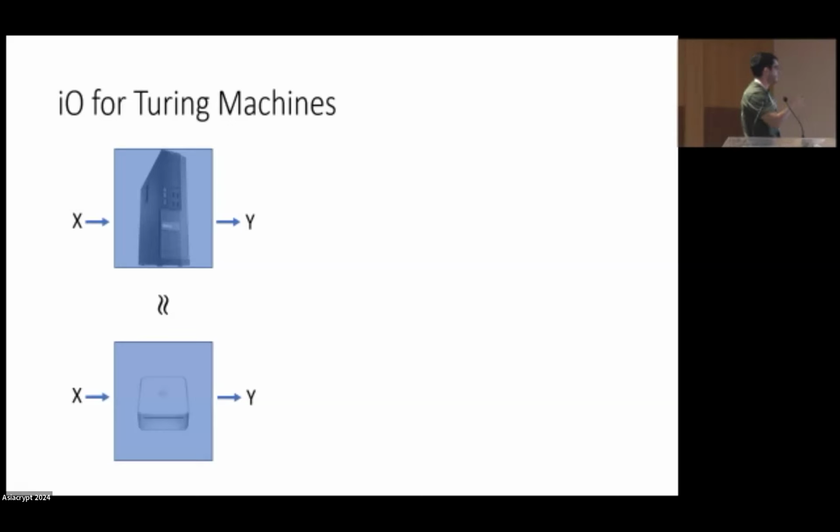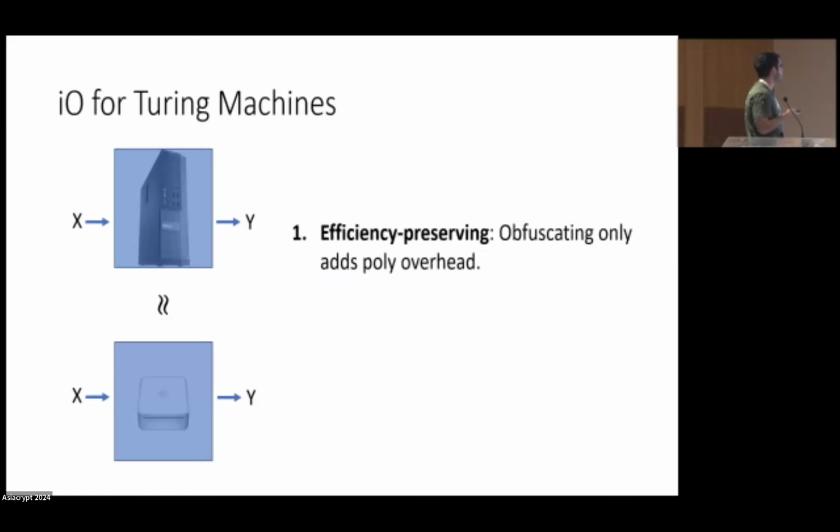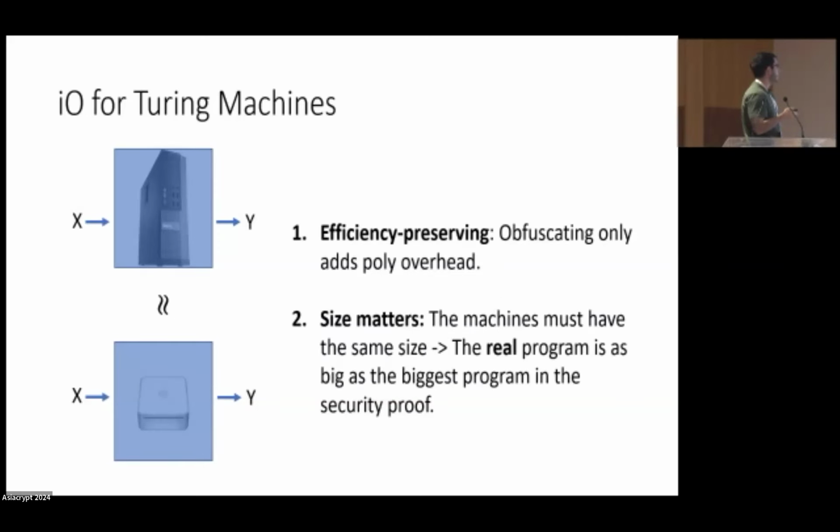But now, whether I give you the obfuscation of the first machine or the obfuscation of the second machine, this is indistinguishable to you. Two features of this iO are that it is efficiency preserving, meaning that obfuscating only has a polynomial overhead, which is useful for us. And one key point that is important in this presentation is that the size of the machines matters, because indistinguishability holds only if the size is the same.